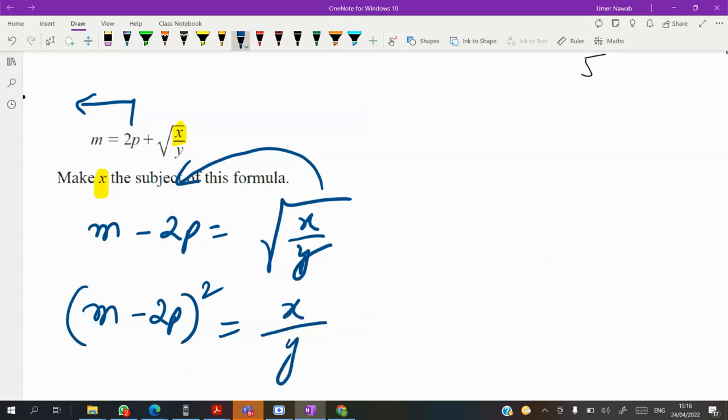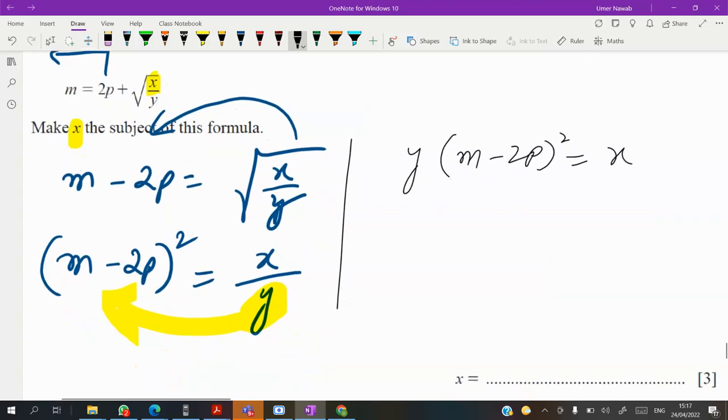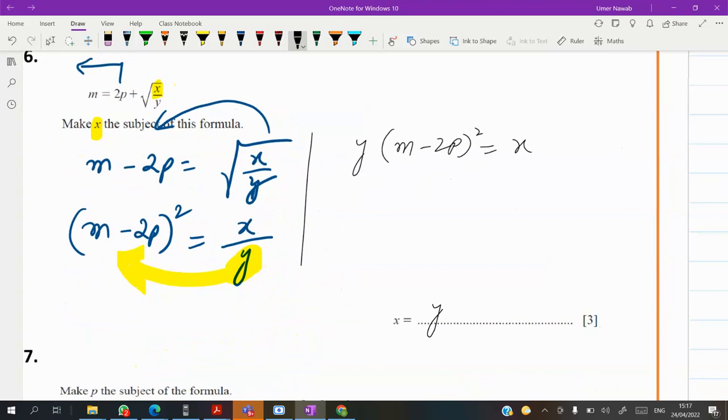Now x is still not alone, so we need to send y to the other side. When y goes to the other side, y will be written outside the bracket on the left. So I will write y, bracket open, m minus 2p, whole squared, is equal to x. Since x is alone, this is my final answer. No need to send y inside the bracket.